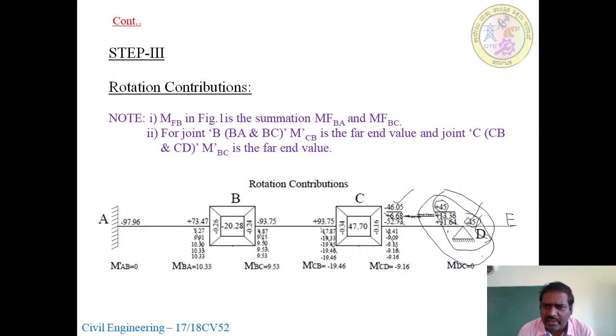If there will be internal balance, there is no need to calculate anything here. So you will get the final moments, minus 45 and plus 45. So you have to calculate CD, CB, BC, BA. That's all. AB.